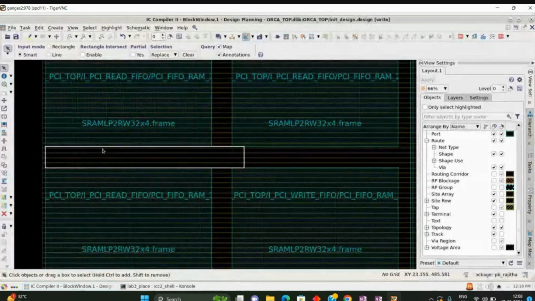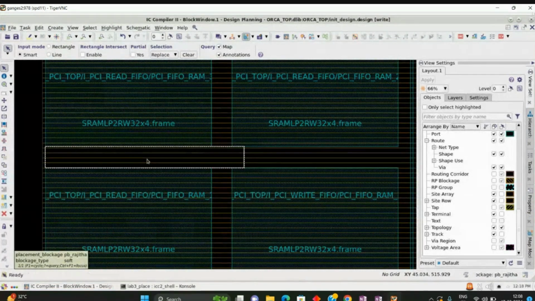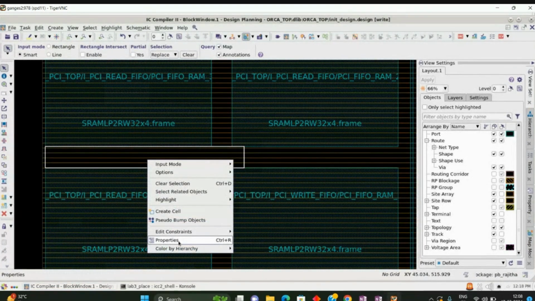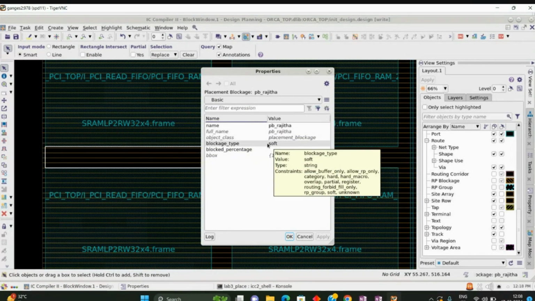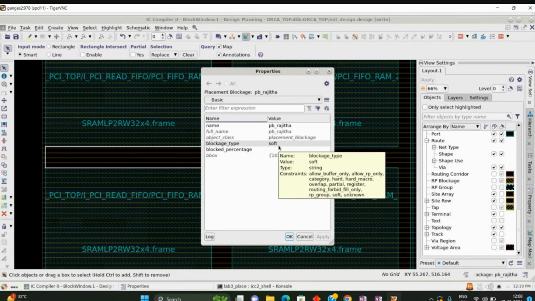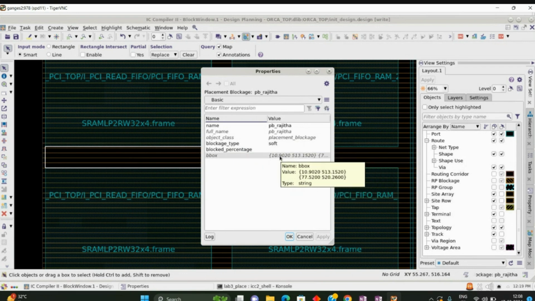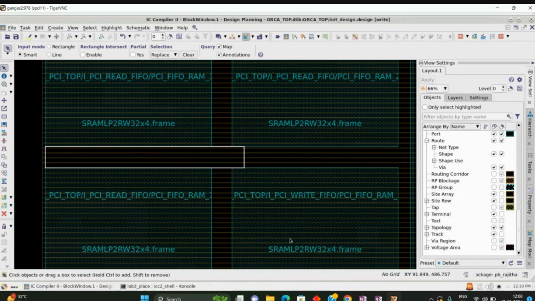Otherwise, in the GUI also you can see. So this I highlighted, and I'm just going to the properties. See here, PB Rajita. This name is PB Rajita, and placement blockage, and blockage type is soft. And what is the B box? What is the boundary? Here it is coming. Okay. So you already know the boundary and all.